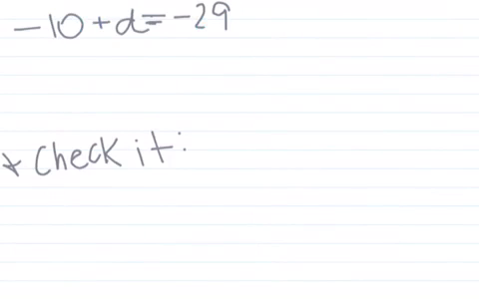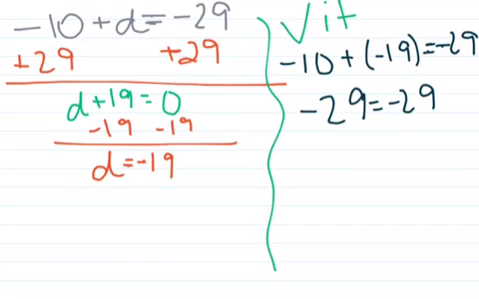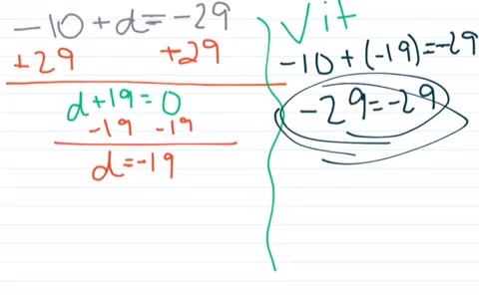Alrighty. I want you to pause the video and see if you can do negative 10 plus D equals negative 29. Then I would like you to check it. Okay, so if you got D equals negative 19, and then you checked it and got that negative 29 equals negative 29 over here. Ooh, sorry about that. Then you did it correctly.